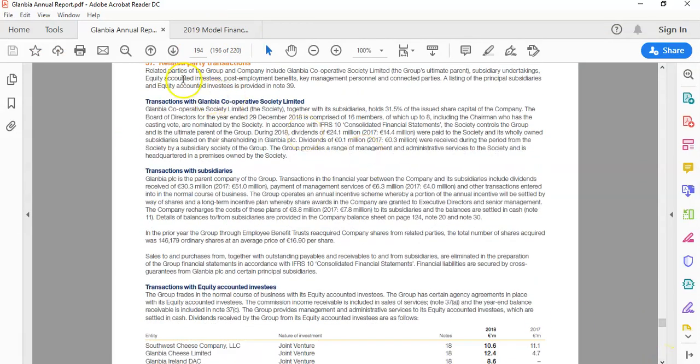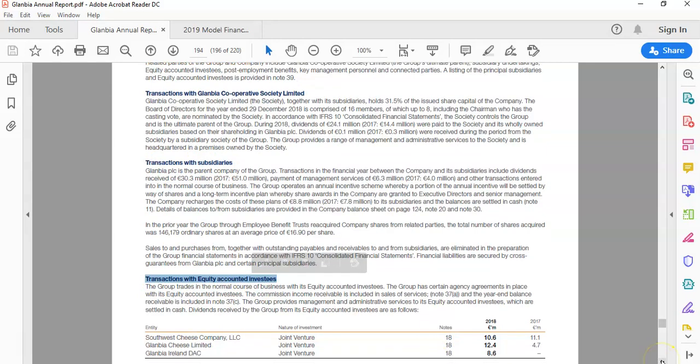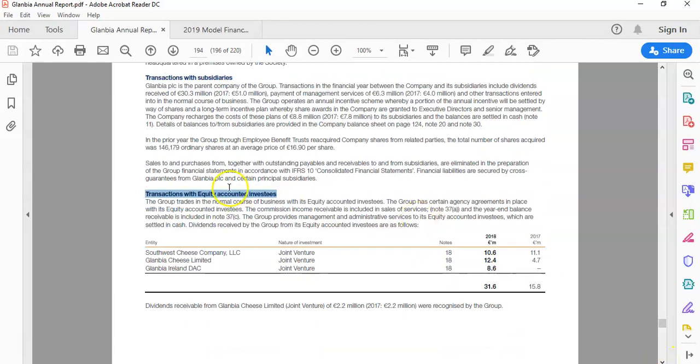See here, they talk about transactions with Glanbia Cooperative, transactions with subsidiaries, and transactions with equity accounted investees, i.e. with joint ventures or with associates. So trades in the normal course of business, they have certain agency agreements in place. The commission income receivable is included in sales services. So essentially for all of these, they get commission in. So they get commission in each year from these joint ventures or associates, and they disclose the amount.